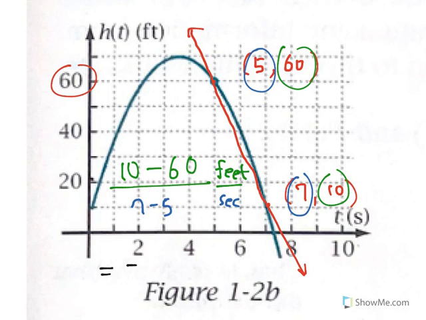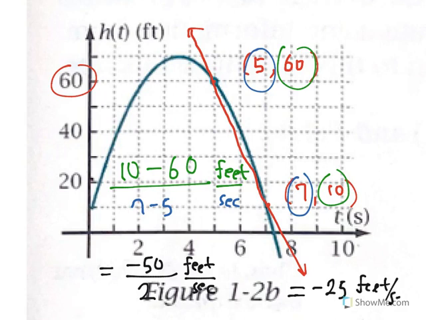10 minus 60 is negative 50, which means during those 2 seconds, from 5 to 7 seconds, 7 minus 5 is 2, the ball fell a total of about 50 feet. So the average rate of change on that time interval of 2 seconds is about negative 25 feet per second. That's the average rate of change.